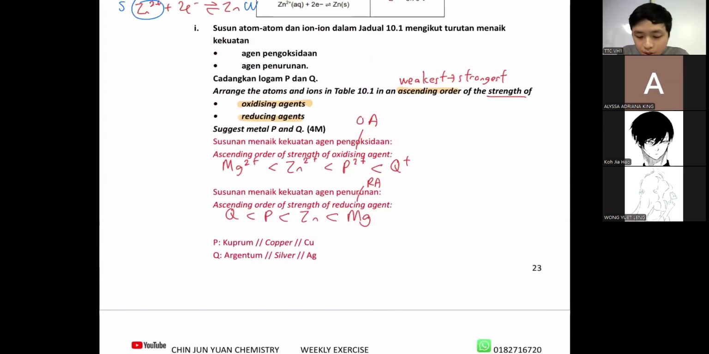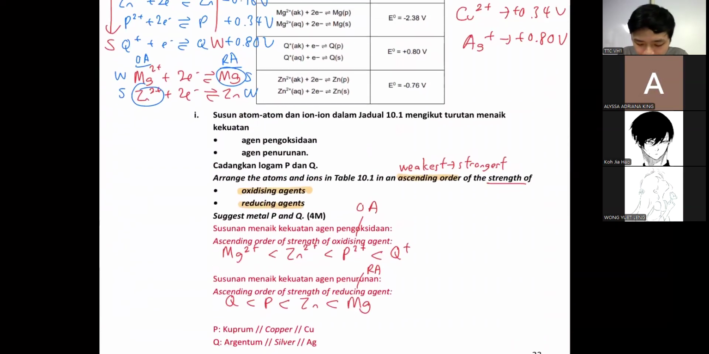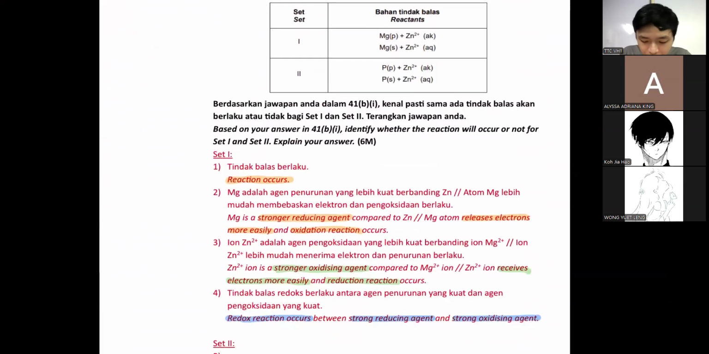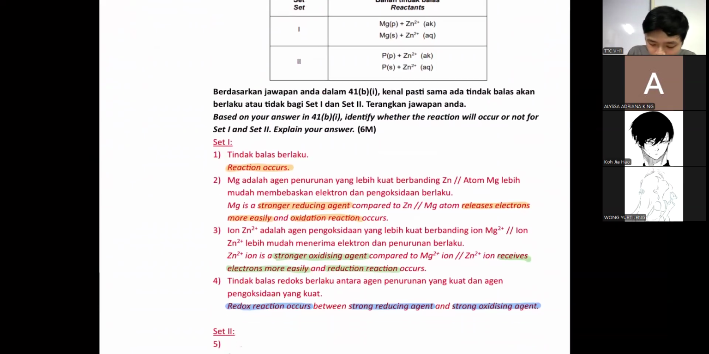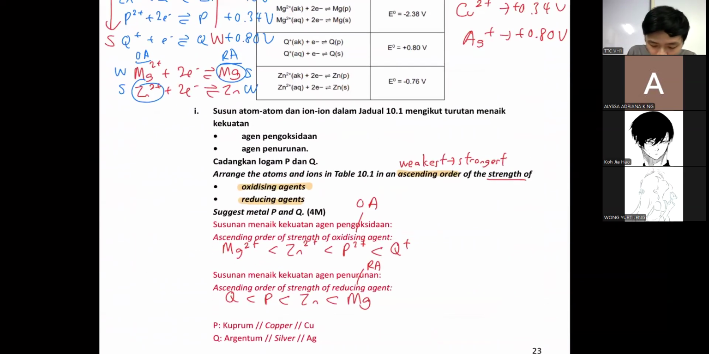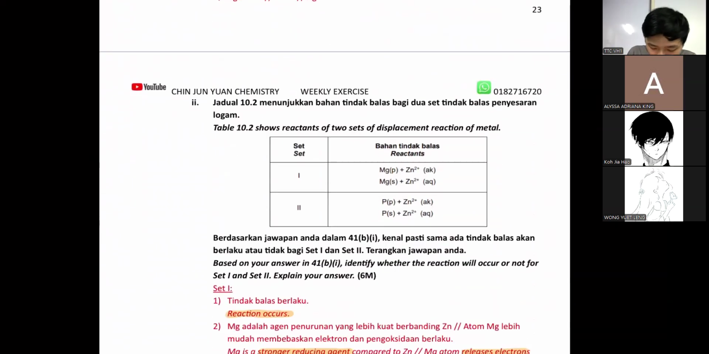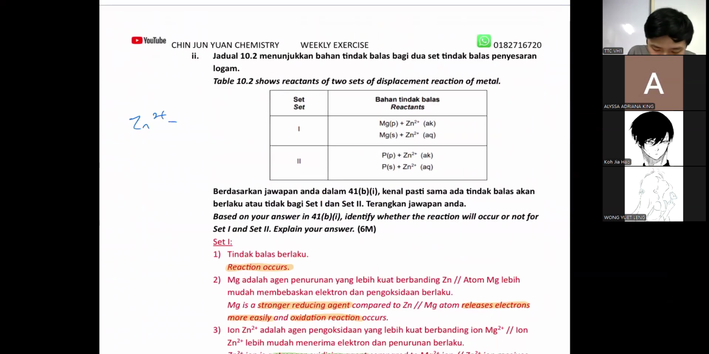And then P and what? P and Zn2+. Which one? Okay, so you arrange Zn, then only P. You see properly. We arrange Zn first, then only arrange the P.